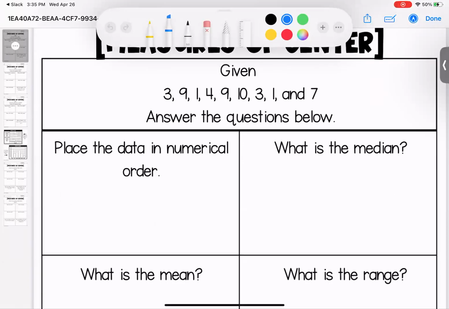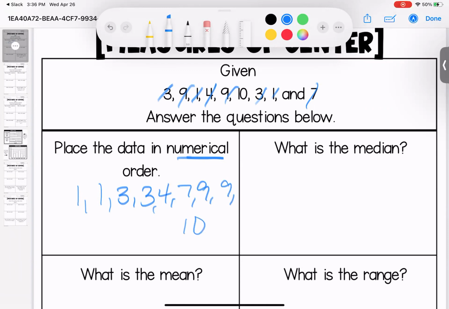First thing that we need to do is put these in order numerically, which means smallest to biggest. So I have two number ones. I have two number threes. I have a number 4. I have a 7, 2 9s, and a 10. You want to know how many numbers you have in total. We're going to need that when we're doing our mean. So we have 1, 2, 3, 4, 5, 6, 7, 8, 9 numbers in total.